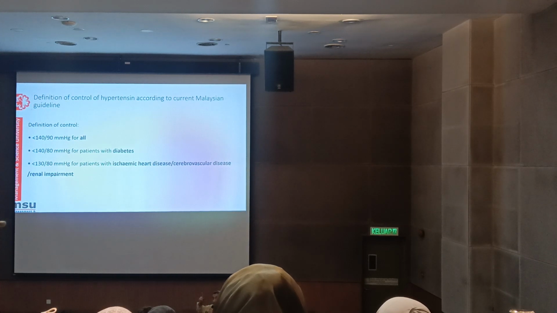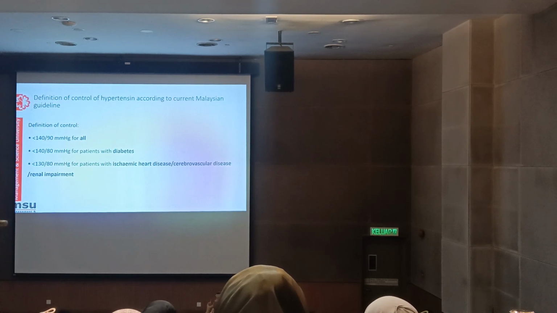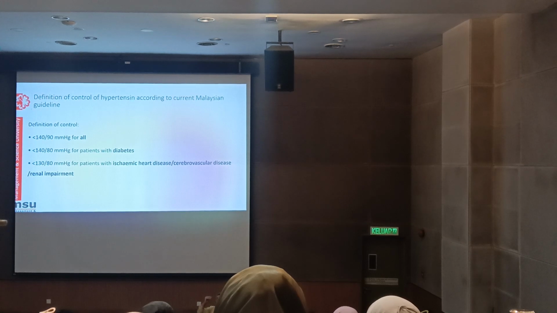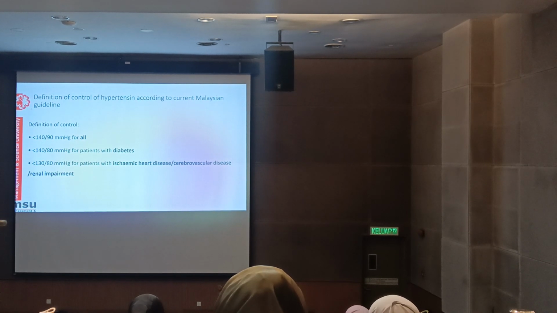but if your patient has diabetes, diastolic should be less than 80. And we have to think why, with the diabetic patient, you have to achieve the diastolic up to 80 millimeter mercury. Why? Think about it. It's very important. This is according to the guideline.